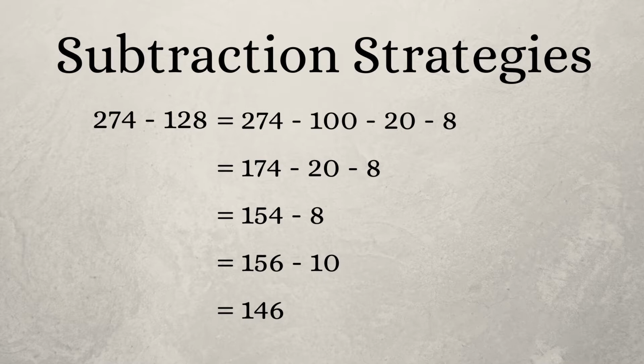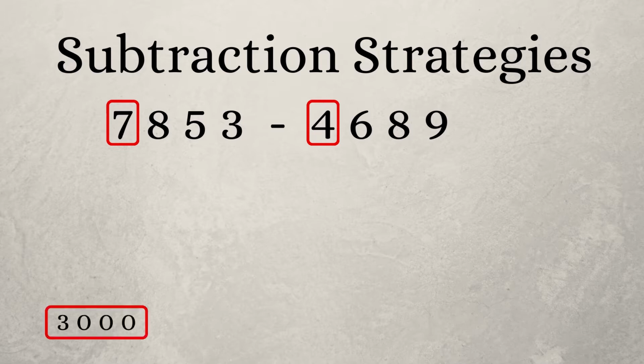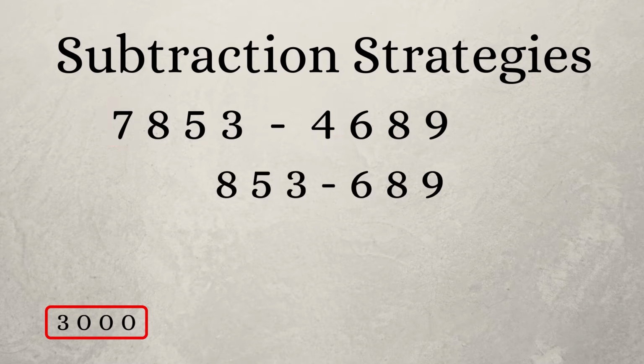Let's get to our final example. This time a bigger number. 7853 minus 4689. First subtract the thousands. 7000 minus 4000 becomes 3000. So next we'll compute 853 minus 689.